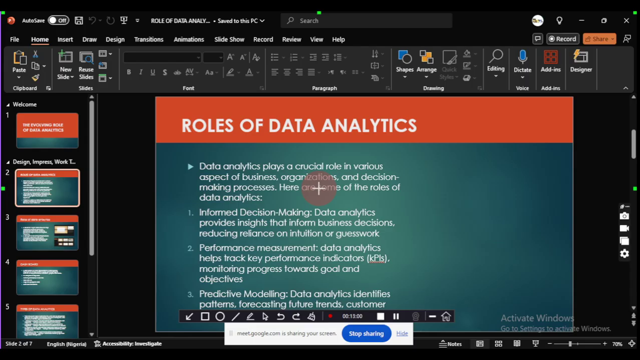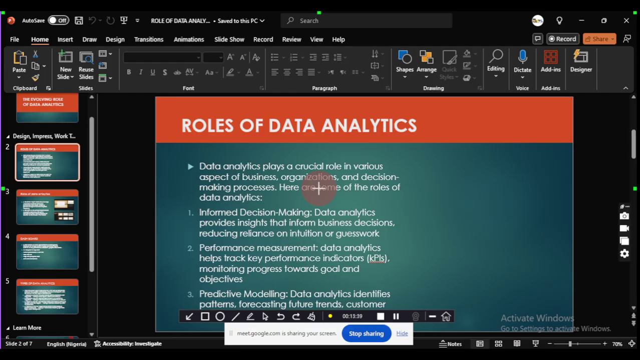Next one is predictive modeling. Analysis identifies patterns and forecasts future trends. For example, with the work of data analysis, you can predict what you want to happen in the future. You can use it to predict sales. If we want to have particular sales in 2023, this is what we are going to do. Data analytics does that.